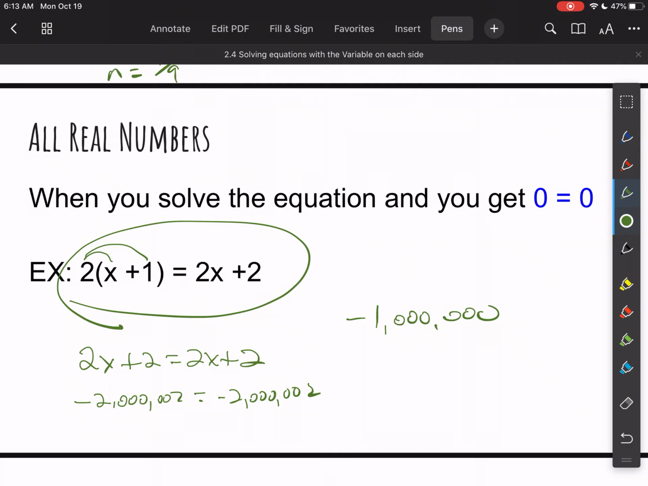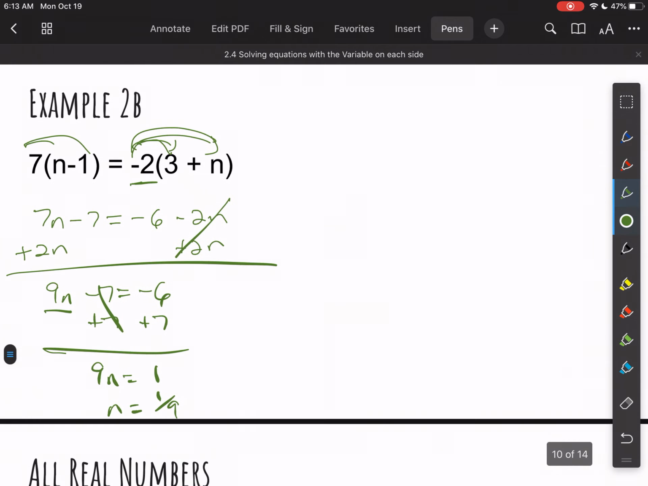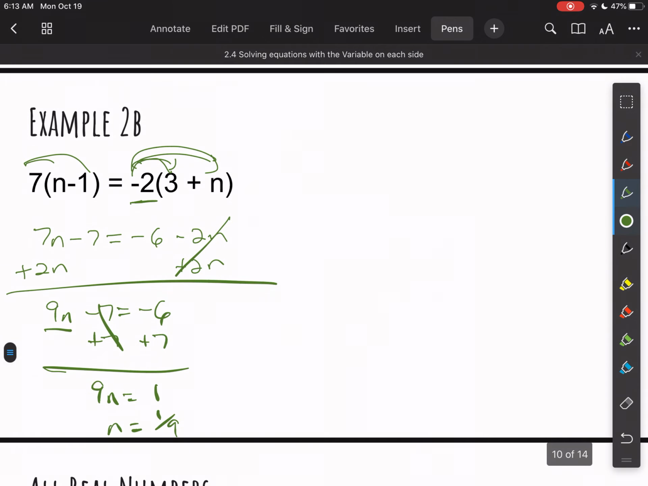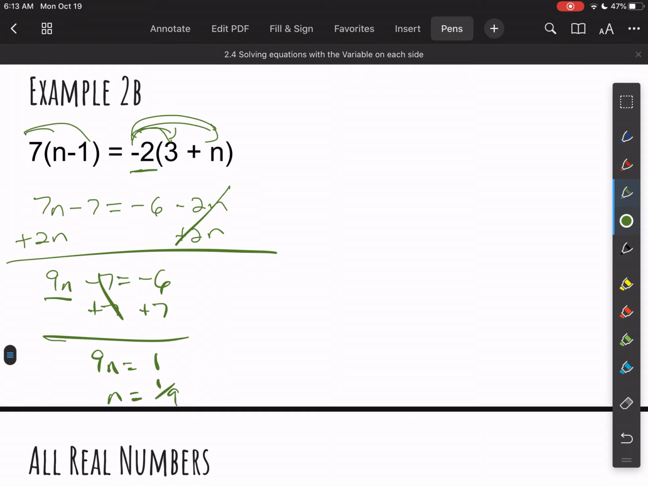At the end of the day, with all the ones that we've done until now, there's only one number that you could plug in that would make the two things equal. This last one, it was 1/9. If you try to plug 1/8 into n here on both sides, it would not work. They would not be equal. If you try to plug anything else besides 1/9 in there, it would not work, except for something equivalent to 1/9.